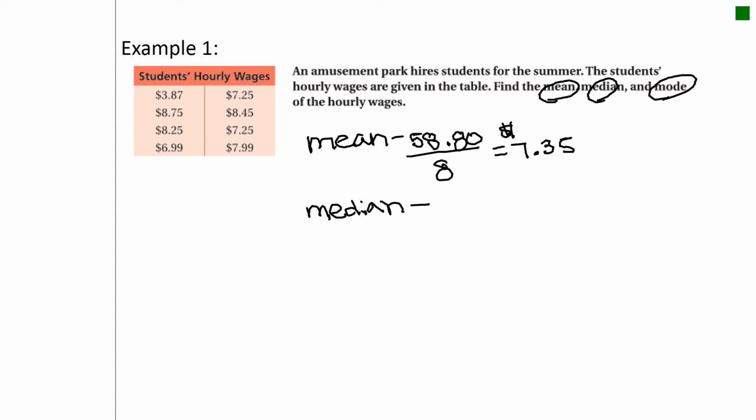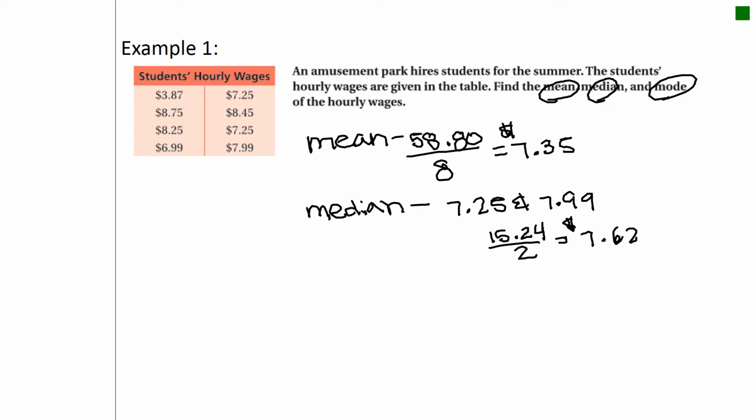The median is the middle number. I will have to put these all in order from lowest to highest to figure out what the median is. Once I did that, I got that the median was between these 2 points here, 7.25 and 7.99. So I had to add them together and divide by 2, to find out what was halfway between them. I added them together and got $15.24, divided by 2, and that's $7.62. So the median, the middle number, is $7.62.